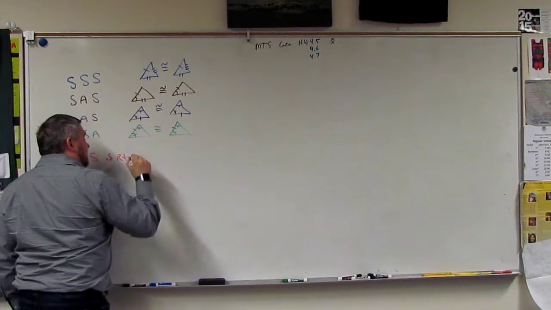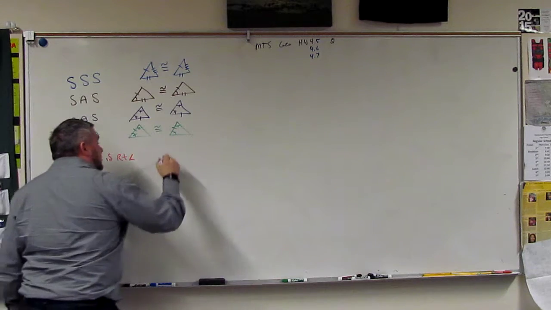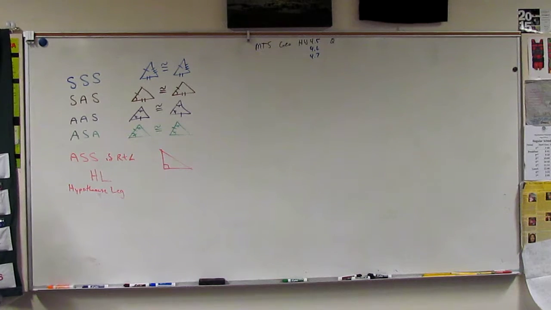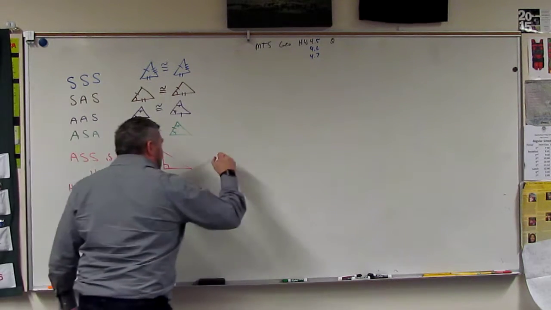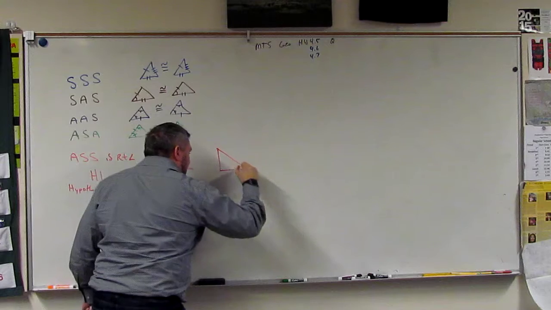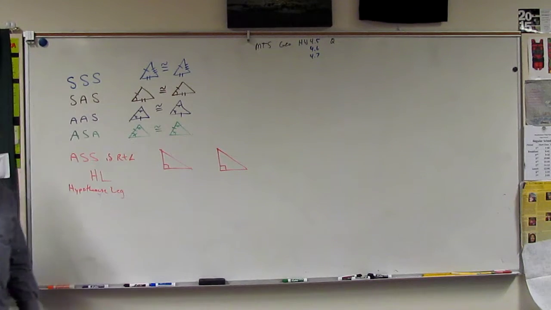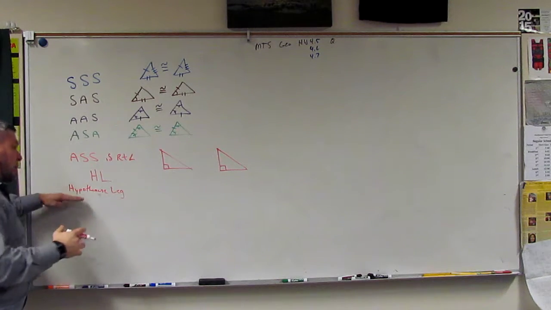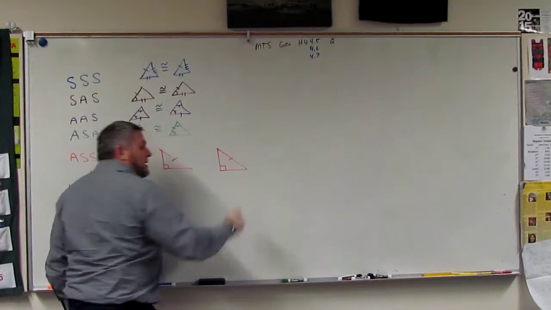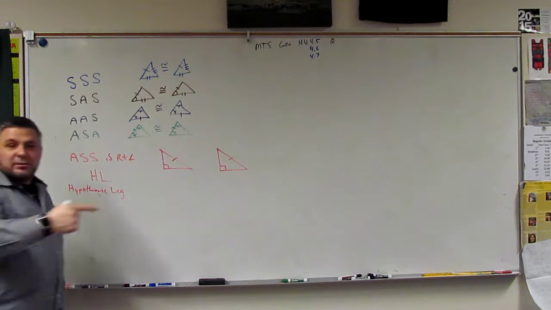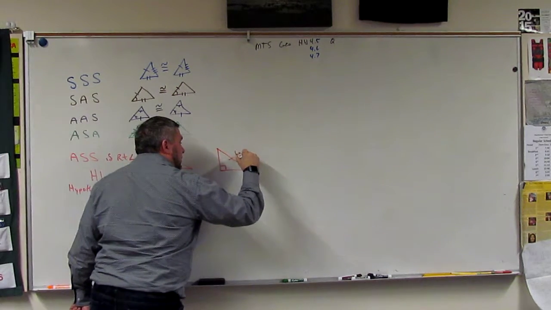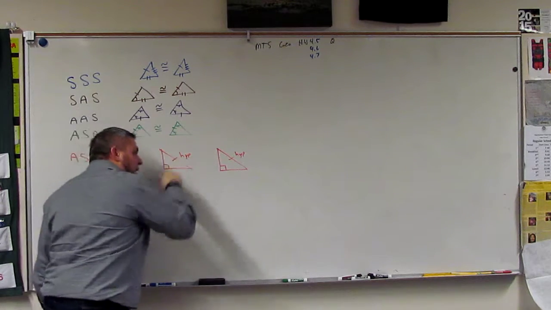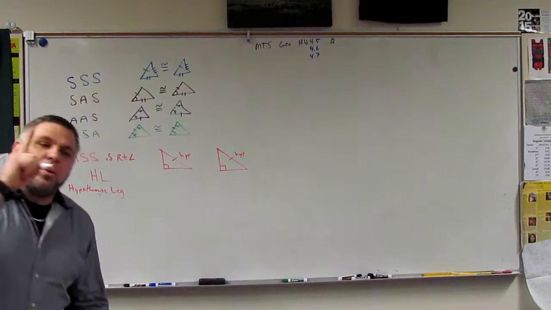Okay? If there's a right angle, that means that you have to have a right triangle. Okay? You have to have a right triangle. And the hypotenuses have to be congruent. Okay? So remember these are the hypotenuses, right? The ones opposite the right angle.